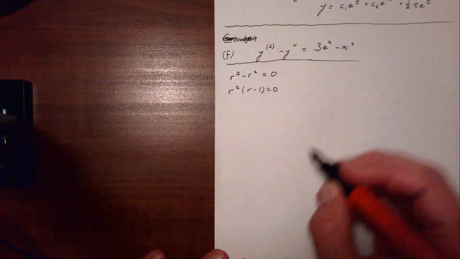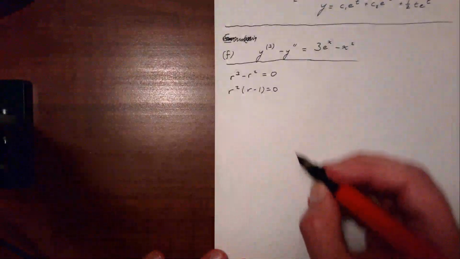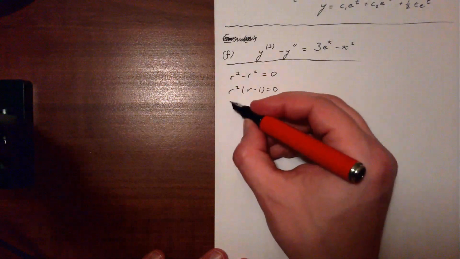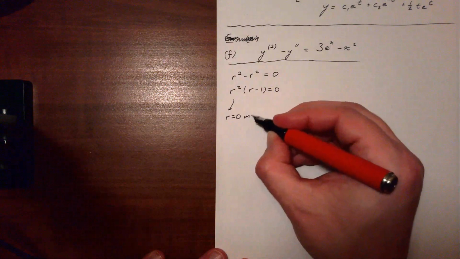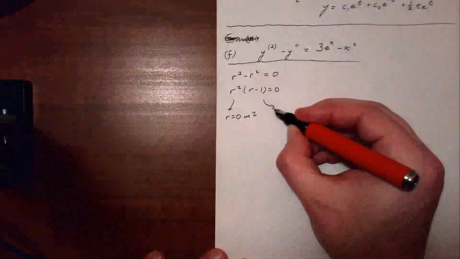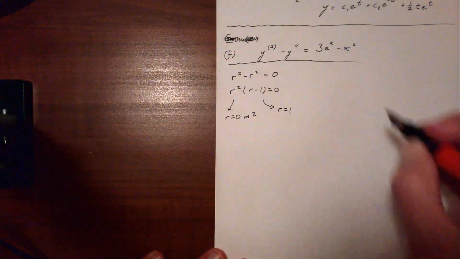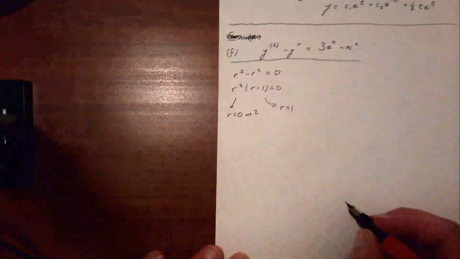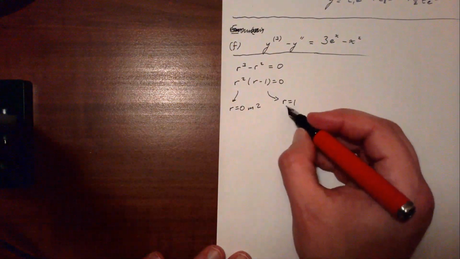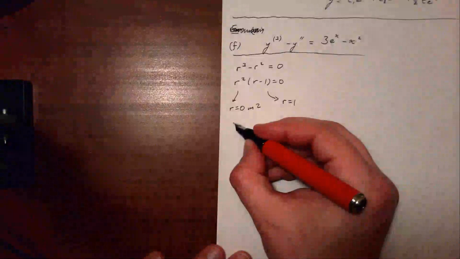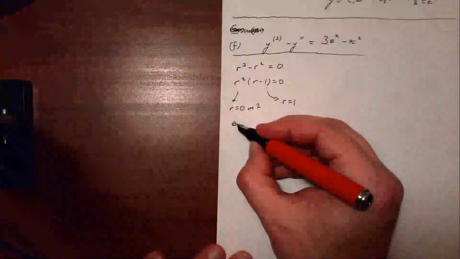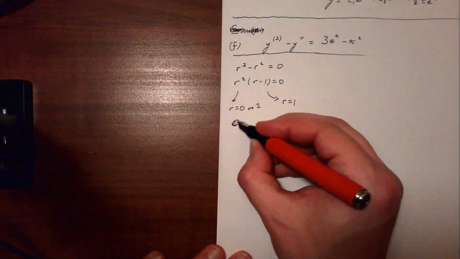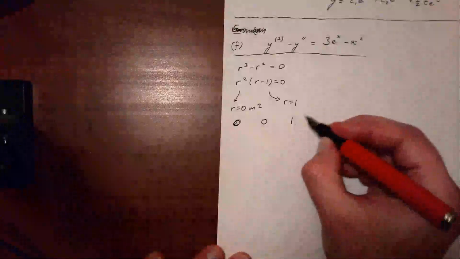Now r squared here will give us r equals 0 with multiplicity 2, and this one will give us r equals 1. Now if we look at what this is going to lead to, this is going to be from the r equals 0, 0, 0, 1.